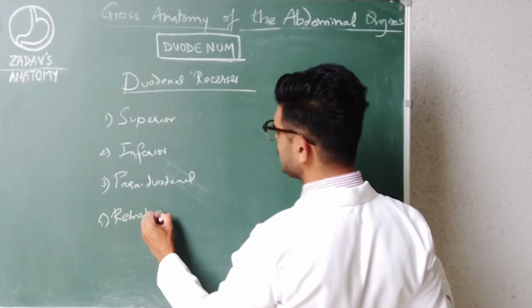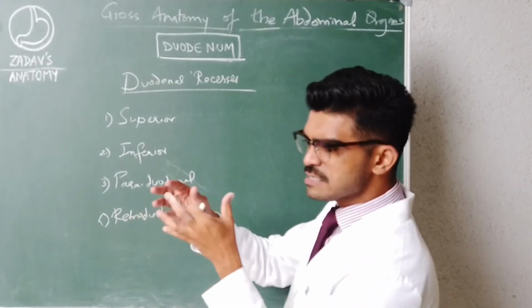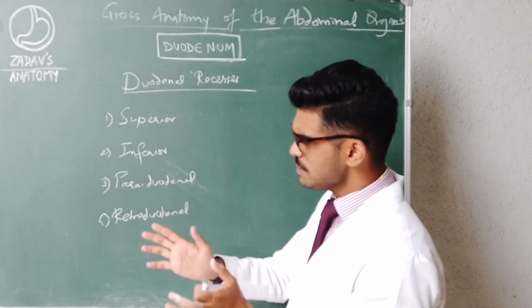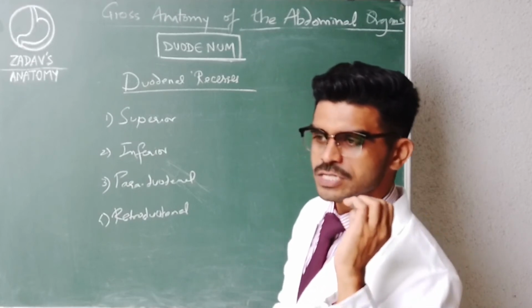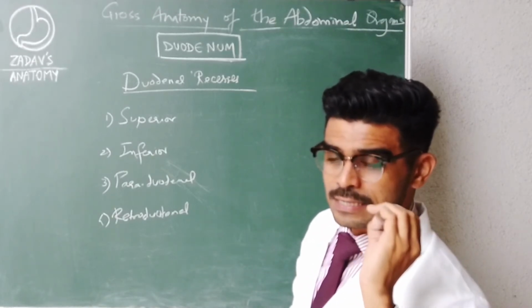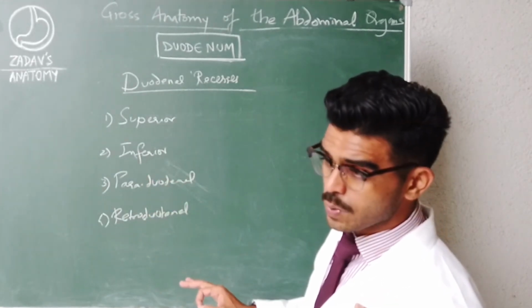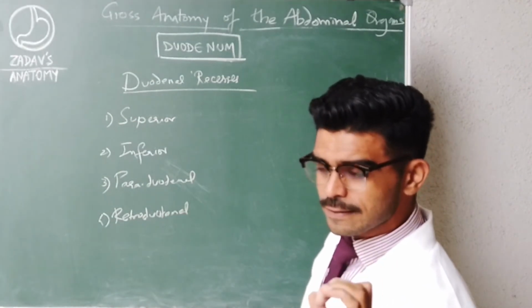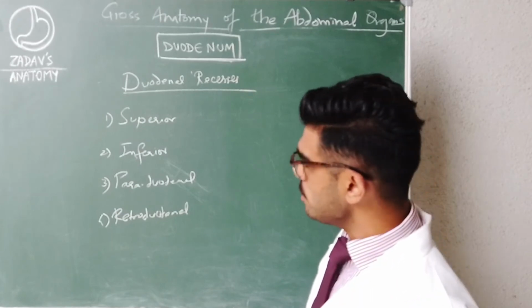What are these? These are just little recesses that are formed. Let's call them peritoneal recesses, and their only clinical significance being they can be a potential site for strangulated herniation of the small intestine. Just remember that for now. The duodenal recesses can be a potential site for strangulated hernia of the small intestine.